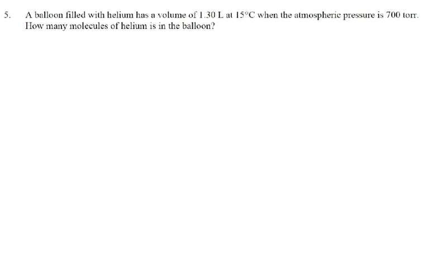A balloon filled with helium has a volume of 1.3 liters at 15 degrees. So if it's 15 degrees, then we're going to change that to 288 Kelvin by adding 273. The pressure is 700 torr, so our value of R again is going to be 62.4. How many molecules? So we see this and go, if I knew the number of moles, I could change that into molecules. So we're going to have a step to do later.